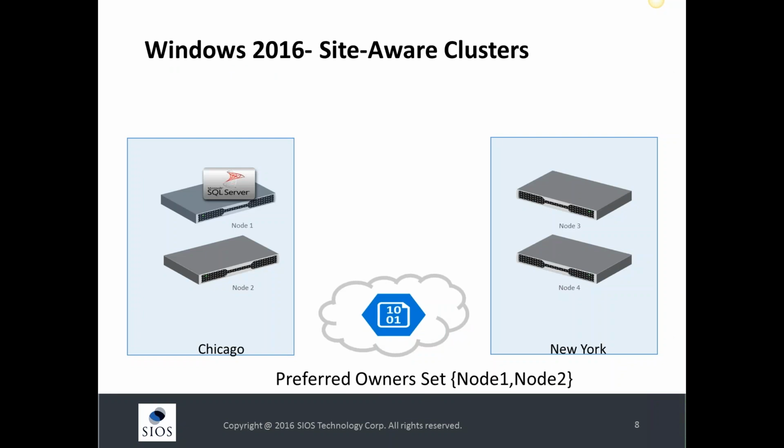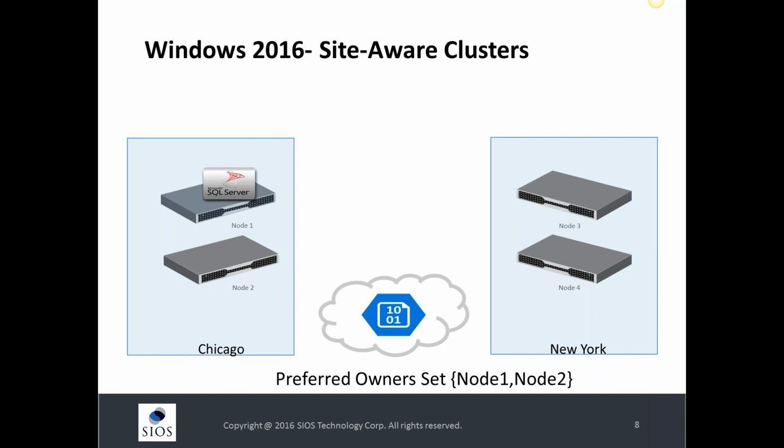So moving on to the next feature introduced in Windows Server 2016, something called site-aware clusters, and this is something I've been asking Microsoft for quite some time. At SIOS we deal with a lot of customers building multi-site clusters with the replication solution. One of the problems we always had was controlling the order in which nodes come online if they wanted automatic failover to the DR site.